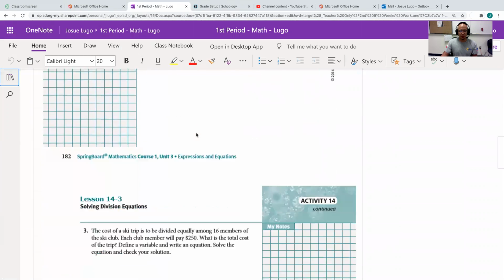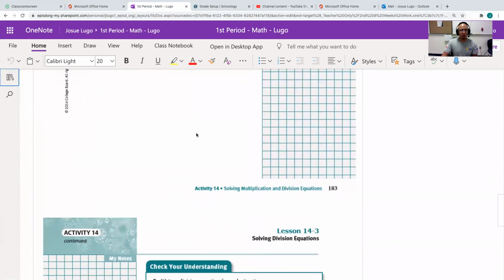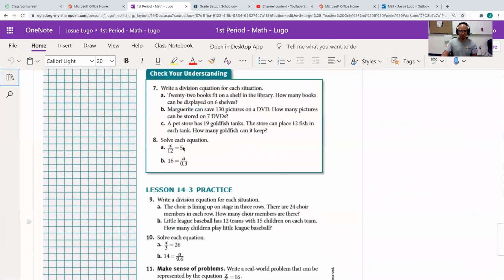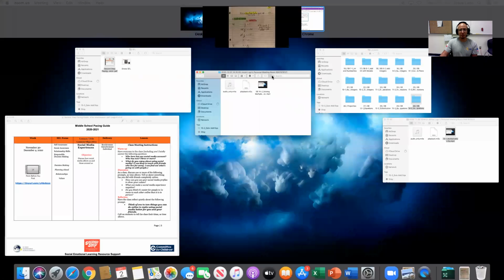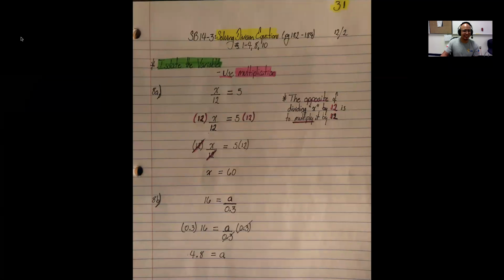Awesome. All right, we're going to begin with number 8. So this is exactly where I got these examples from. So let's begin with number 8. Again, this is one of your homework problems, so I definitely recommend that you pay close attention to it. All right, so here we have x over 12, or x divided by 12 is equal to 5.